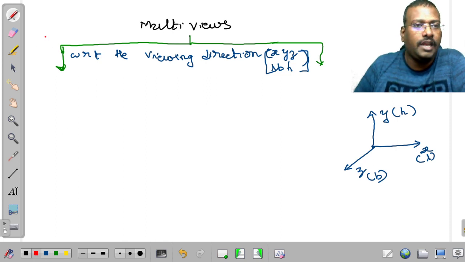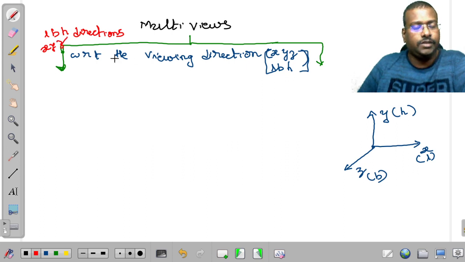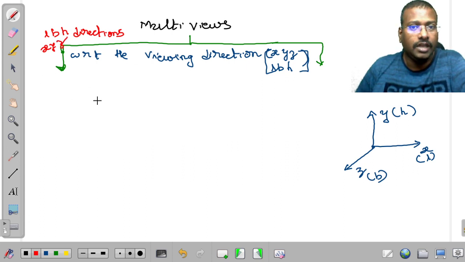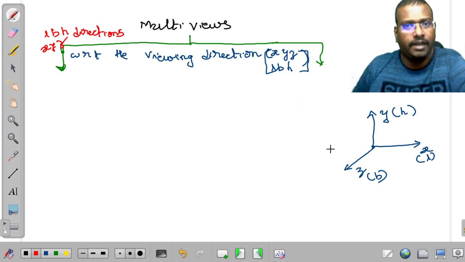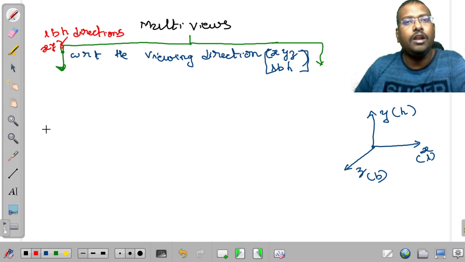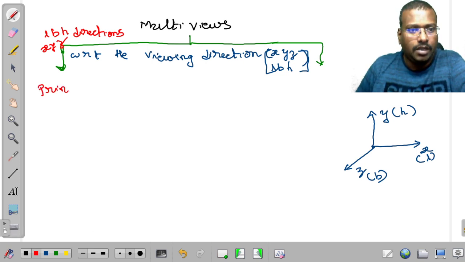If it is viewed in L, B, H directions, which is also considered as X, Y, Z direction, then what are they called? These are principal axes. Principal axes are X, Y, Z or L, B, H. So if you are viewing in principal directions, then the shadow or the view that we obtain is called principal views.